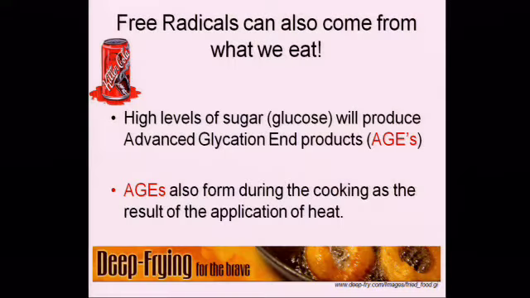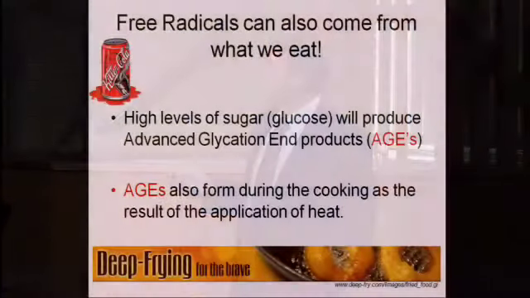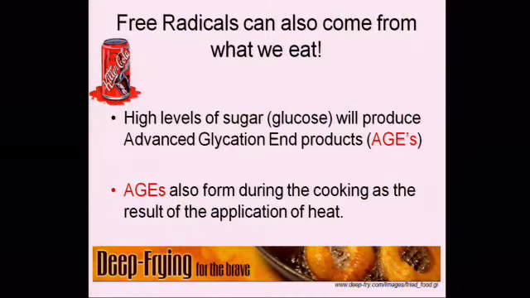All right, I mentioned this other one, AGEs, back here. So foods we eat. Where do AGEs come from? Relatively new, and most people don't know too much about it. High levels of sugar will produce these things called advanced glycation end products.